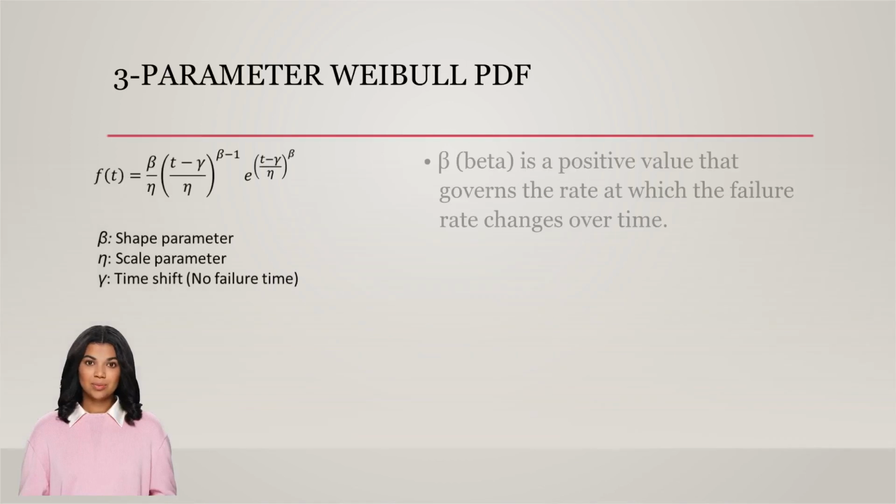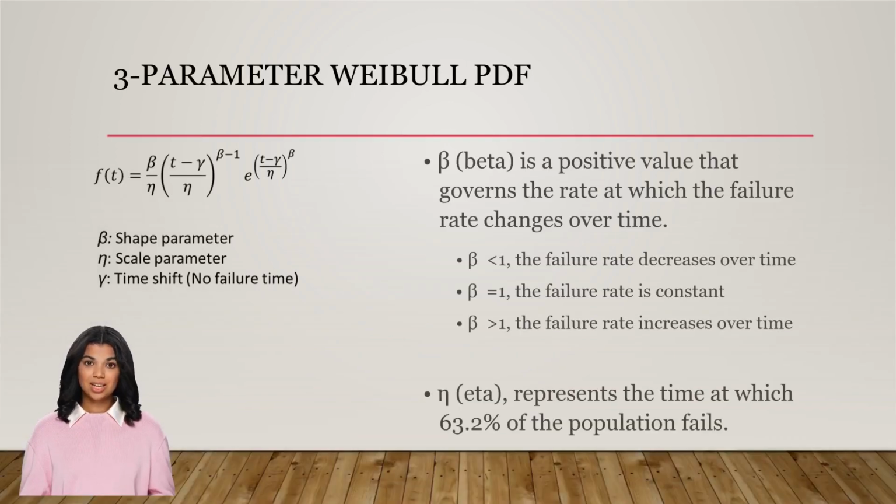The parameters of a 3P Weibull PDF function are beta, eta, and gamma. Beta, also known as the shape parameter, is a positive value that governs the rate at which the failure rate changes over time. If beta is less than 1, the failure rate decreases over time, indicating the population is getting more stable, in terms of failure, as it ages. If beta is equal to 1, the failure rate is constant. If beta is greater than 1, the failure rate increases over time.